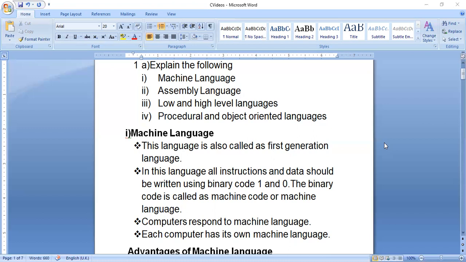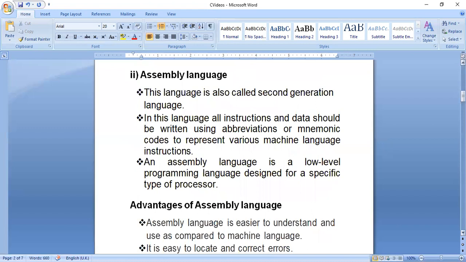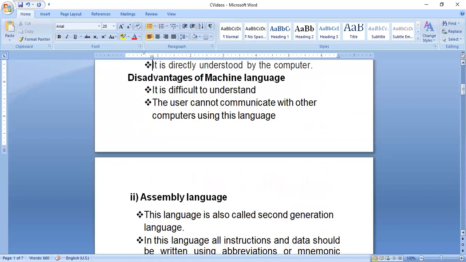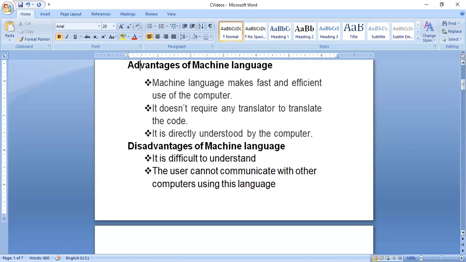Next, advantages of machine language. First one, machine language makes fast and efficient use of the computer because it is understood by the computer very well. It doesn't require any translator to translate the code. The machine language we are writing is the same as the computer language, the computer understandable language. So it doesn't require any translator. Both languages are the same. It is directly understood by the computer.